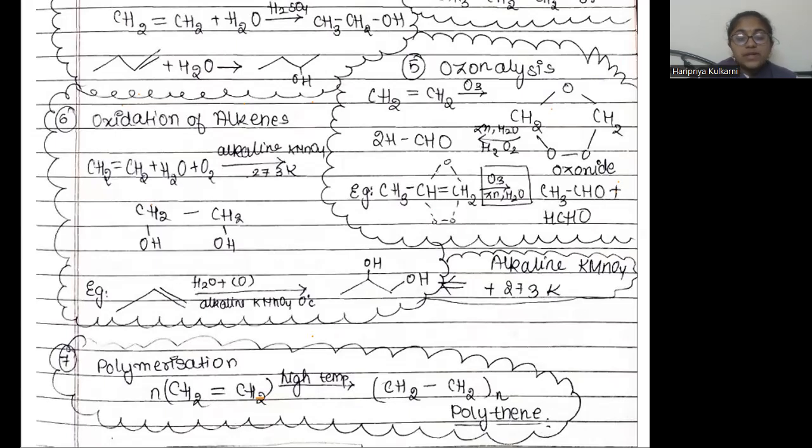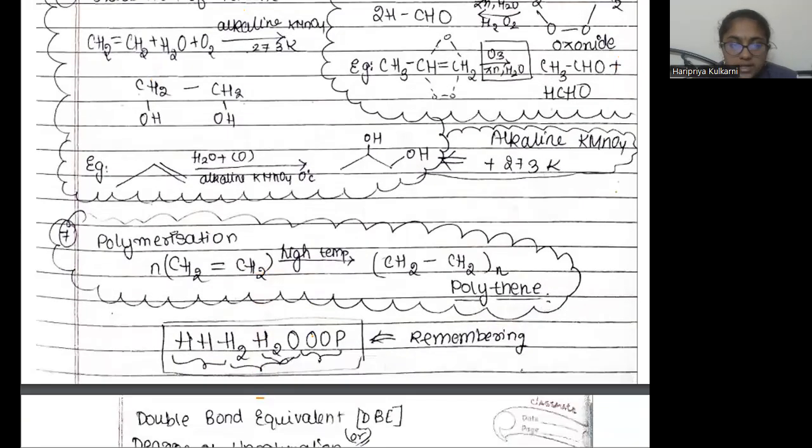If we take one example, here I have taken the example of propene, right? Propene, reacting it with H2O plus O. You can write it in this way also: above the arrow H2O plus O, and below the arrow alkaline KMnO4, temperature 0 degrees Celsius or 273 Kelvin. You will get OH and OH wherever the double bond was present. So here you need to remember alkaline KMnO4 plus 273 Kelvin or 0 degrees Celsius.